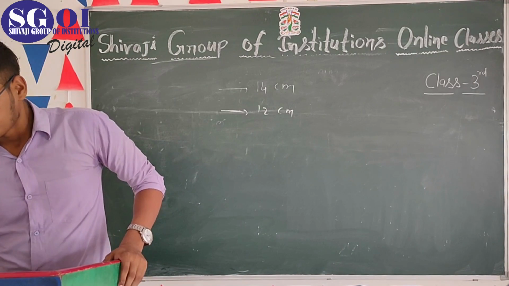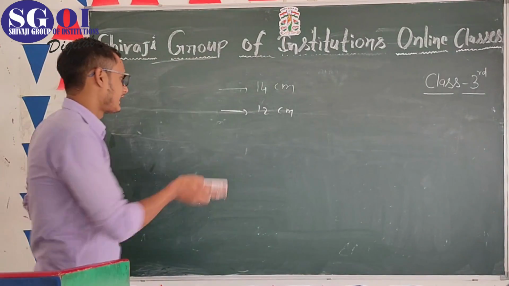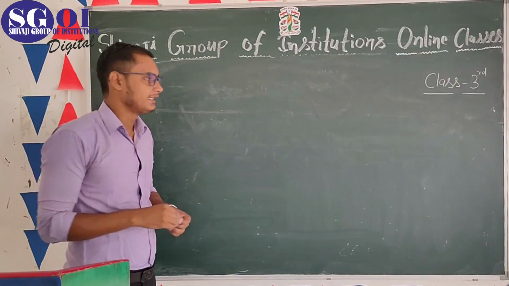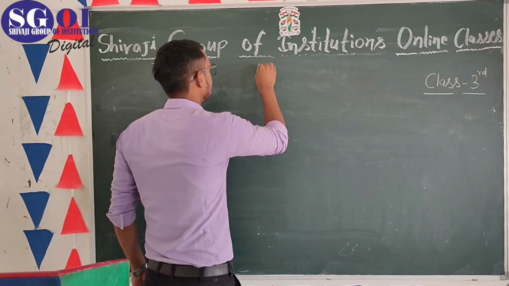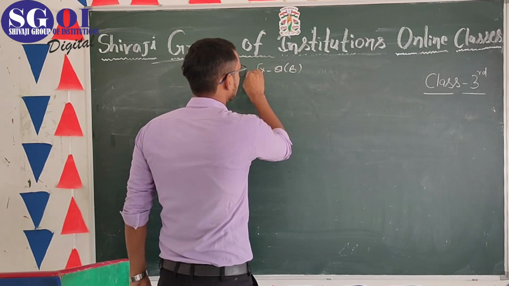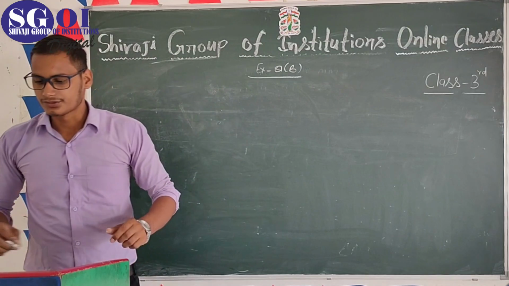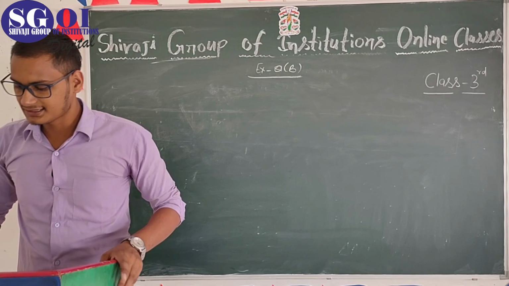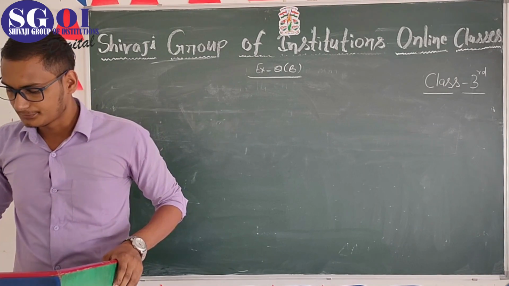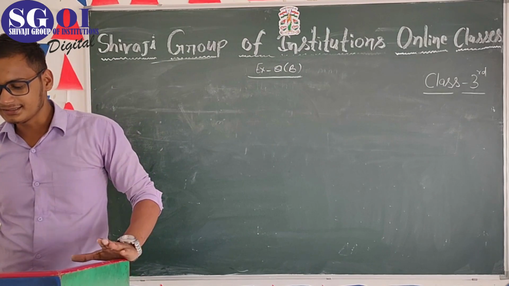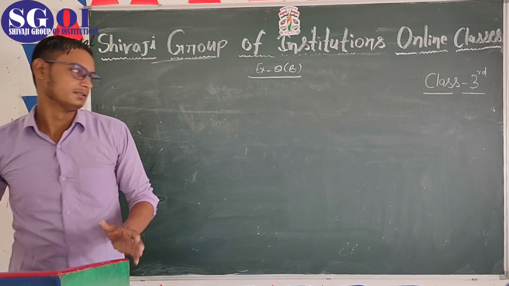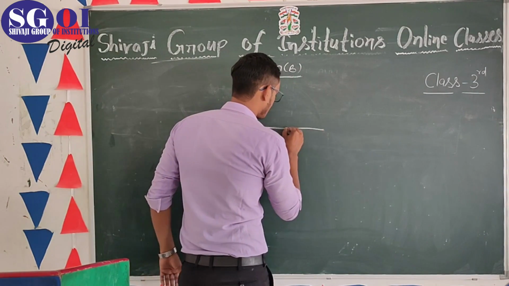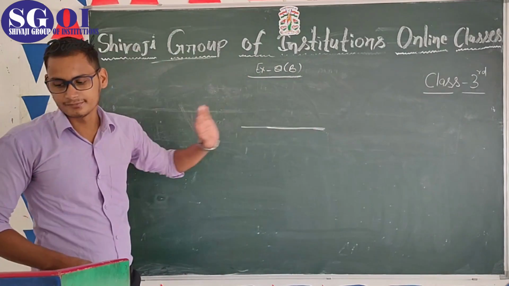Okay, next exercise 8B. Exercise 8B is based on the length of scale. Question number 1. Measure the length of the object. Write the length in the blank space. Pin is how many centimeters long? We have to write the length of this pin.